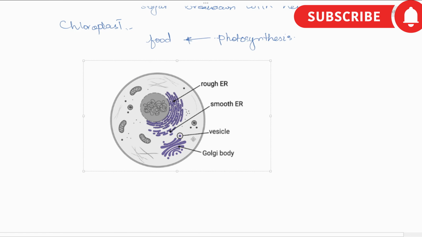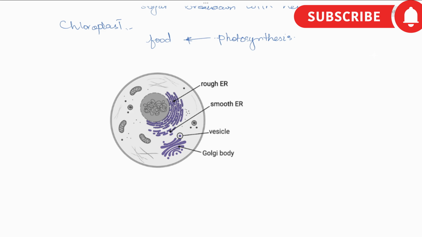Okay, this is the cell. We have discussed that with the nucleus there is a network present, and on this network there are small particles attached, and it is called rough endoplasmic reticulum. We have learned this already, right? That with nucleus there is a network, and that network is rough due to presence of ribosomes.